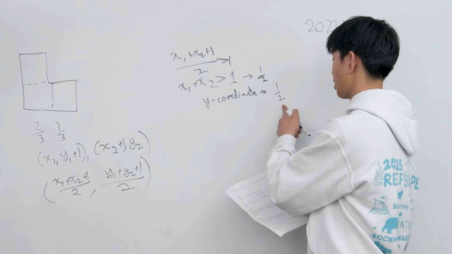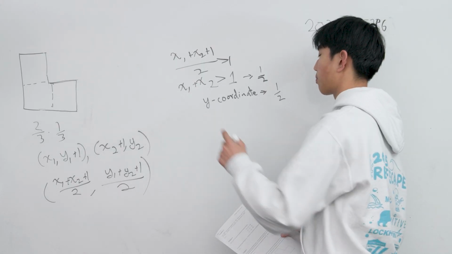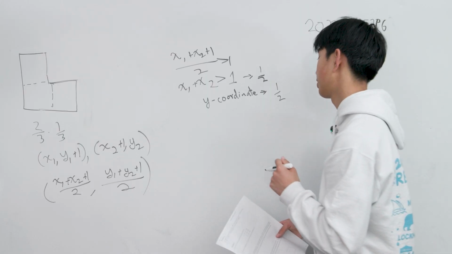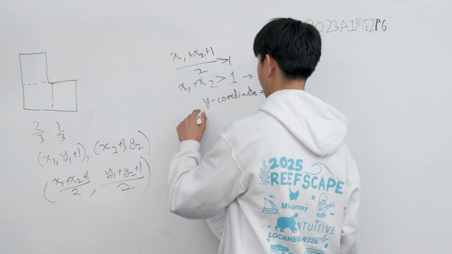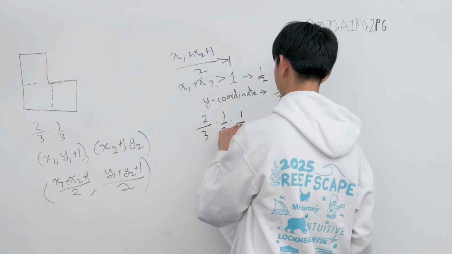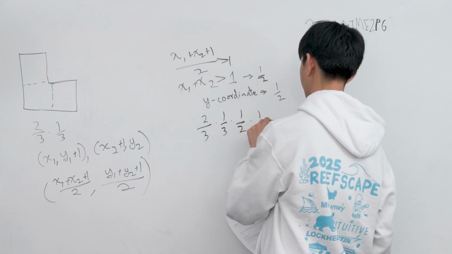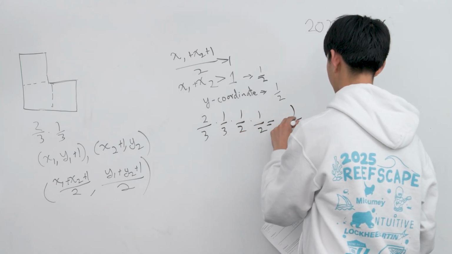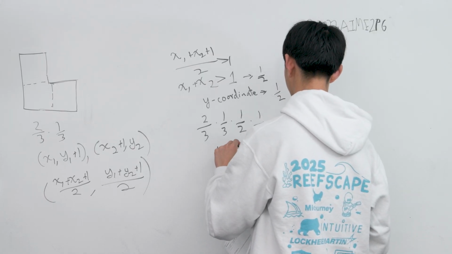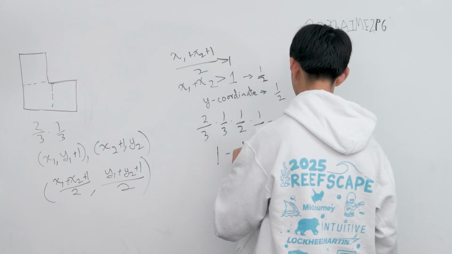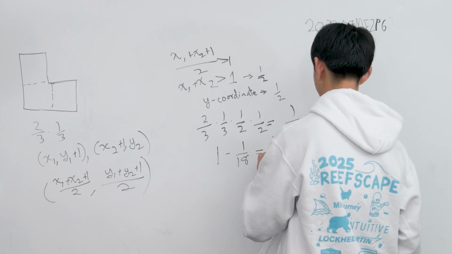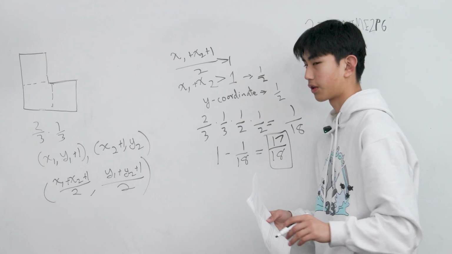So we have 1/2, right? And then we have the probability from earlier about the points in the squares. So we can just multiply all these together. 2 over 3 times 1 over 3 times 1 over 2 times 1 over 2 equals 1 over 18. So 1 minus 1 over 18 is 17 over 18, and that is our answer for this problem.